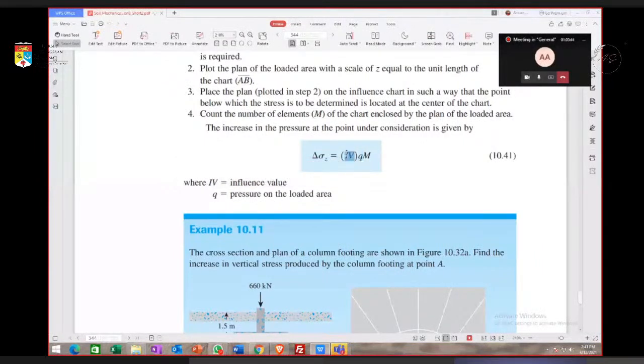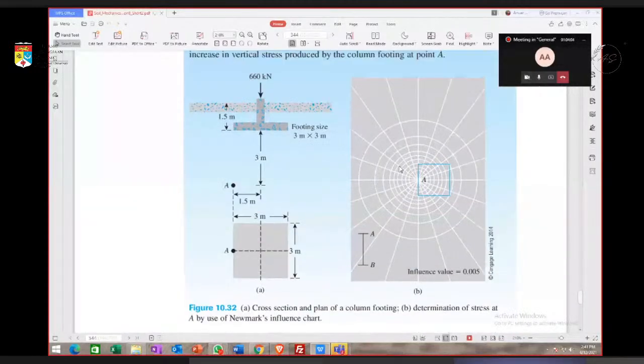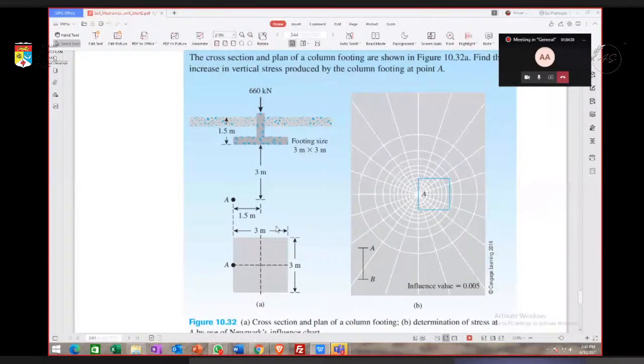So this one is quite simple. And many people use the Newmark method instead of the calculation. Because if we were to calculate using the equation, we have to make point A at the corner, so we have two areas. We have to separate here. We have area 1 and area 2. We have to make sure point A is at the corner of the area, so we need to divide it into 2.